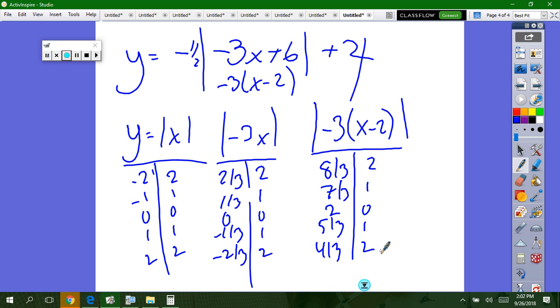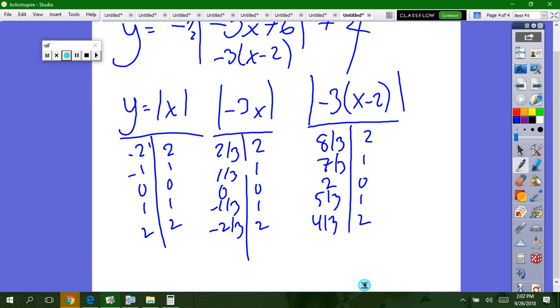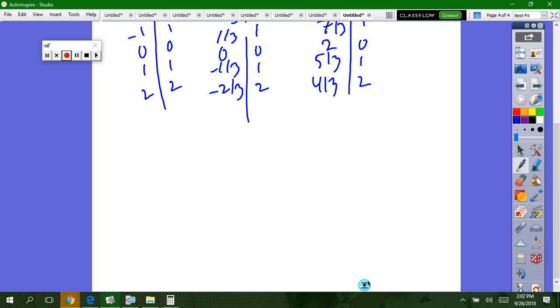Does anybody not believe me? If you don't, let's pick one. 7/3. 7/3 minus 2 is 1/3. 1/3 times negative 3 is negative 1. Negative 1 with the absolute value is 1. Okay, all right. Now you might think I'm weird and all that fun stuff, but I'm teaching you the right way. Okay, what's the next thing I'm going to do?